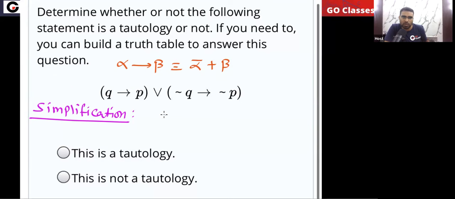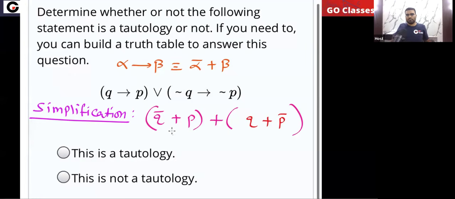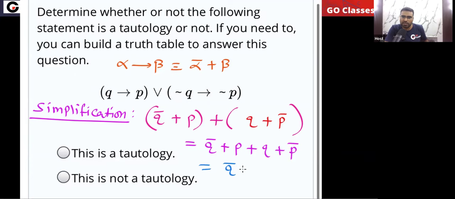So this will become q bar or p. There is an implication here, so this will become q or p bar. So finally you got q bar or p or q or p bar. Now this is very simple. You can write it as q bar or q, and p or p bar. So finally you can see that this is true. True or anything is true. So very simple. This is also true.